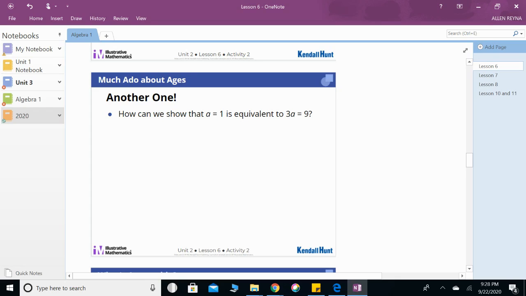It says, how can we show that a is equal to 1 is equivalent to 3a is equal to 9? So how can we show that these two are equivalent? What is something that we can do? Okay, well, we can solve for a. So to solve for a on the first one, that's already done. For the second one, let's divide by 3. Aw, are they equivalent?